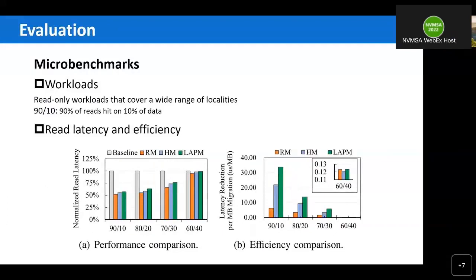The right figure presents the efficiency comparison, where efficiency refers to the latency reduction divided by the amount of migration. Although aggressive migration gains maximum benefits, it leads to diminishing returns. LAPM only migrated the critical data, so it's more efficient than its counterpart.